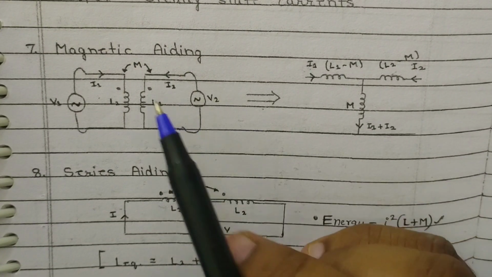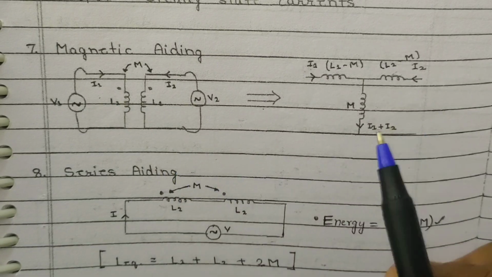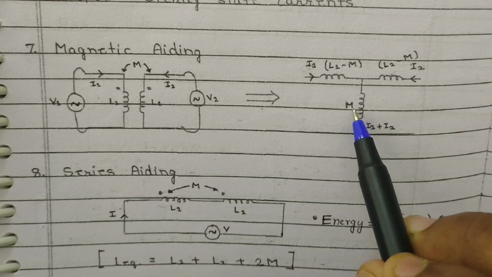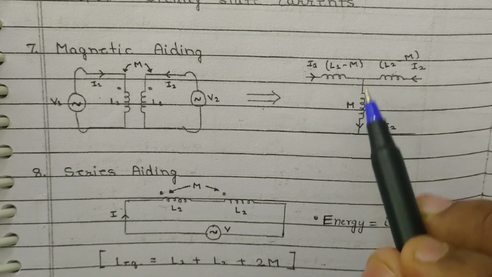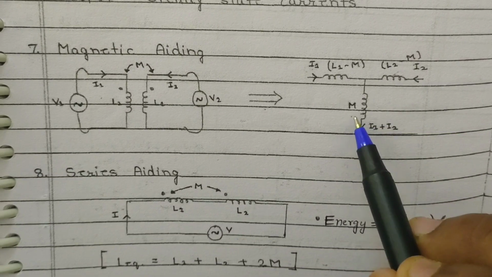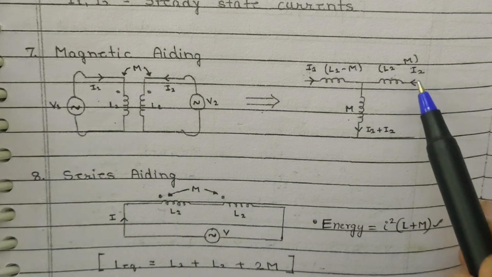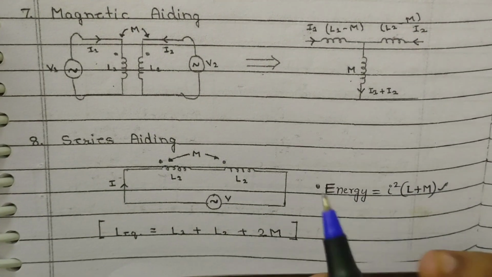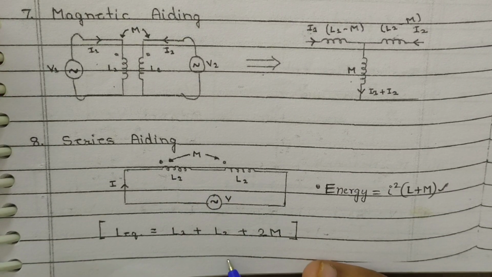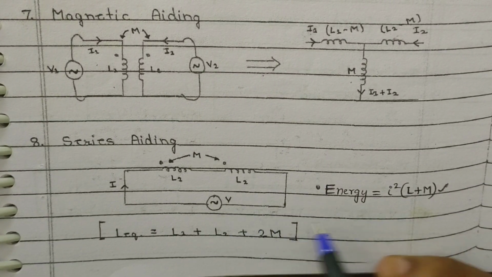Here, for magnetic aiding, when current enters through both dots, represent this circuit as a T circuit. This part is represented by M, and then subtract M from L1 and subtract M from L2. Series aiding circuit: if current is entering both dotted terminals, L equivalent is L1 plus L2 plus 2M. Energy is half I squared into L plus M.